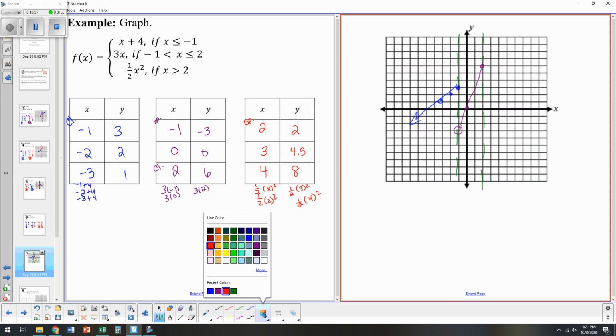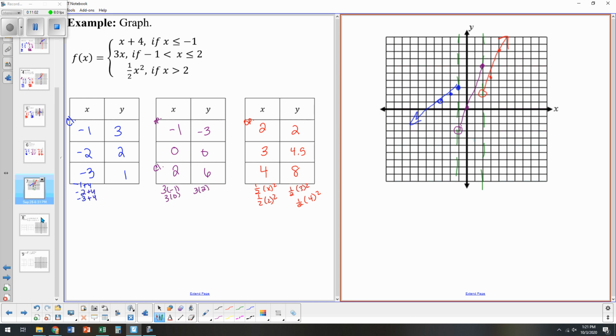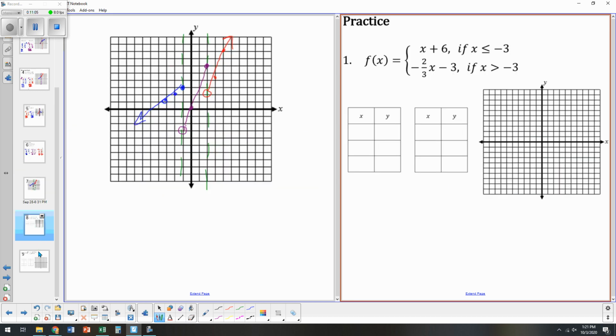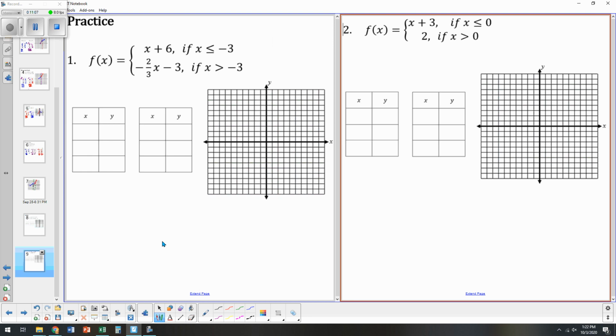And then our last line, open circle on 2, 2. Then we have the point 3, 4.5, and 4, 8. And that would be our piecewise function for this one. So you can go ahead and try both of these, pause it, and I'll show the answer.